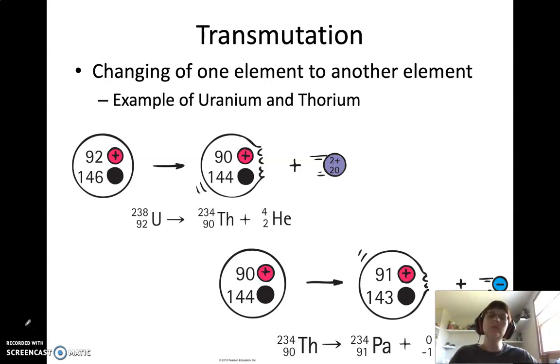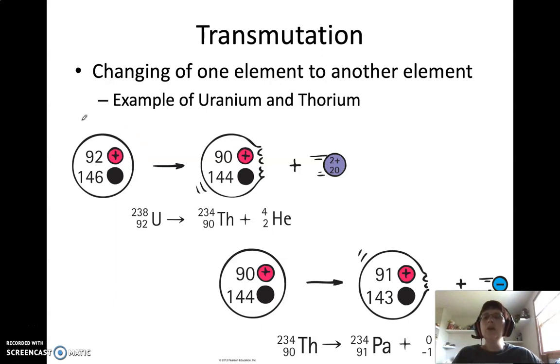We saw in a previous lecture that those neutrons get unstable and they turn into protons. And then you get alpha particles and beta particles breaking away. So those changes are what create this transmutation. And so transmutation is just the changing of one element to another element. And so that's what we're seeing here.